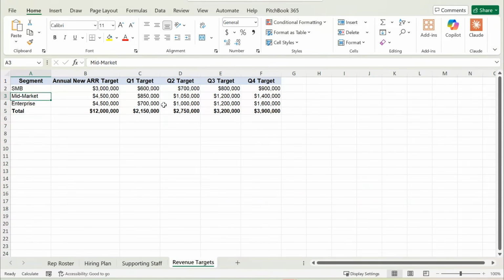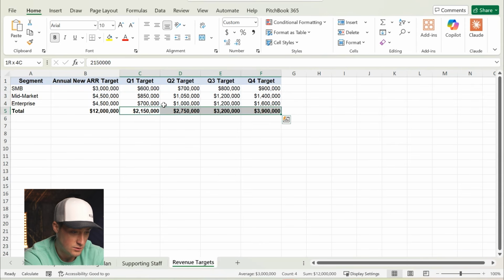And finally, we get the revenue targets. So we got 3 segments, ARR targets for the year. So this is net new ARR we're trying to add. And then we get Q1 through Q4. So this is the seasonality. Let's see, does this foot? Cool, so we're trying to add $12 million next year.